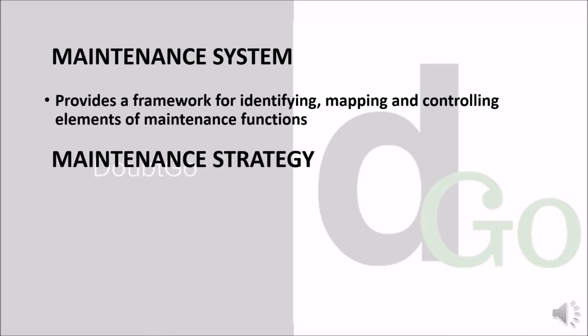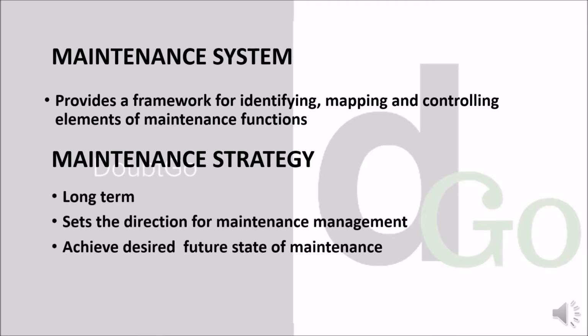What is a maintenance strategy? It is a long-term plan and covers all aspects of maintenance management. It sets a direction for maintenance management to achieve the desired future state of maintenance.